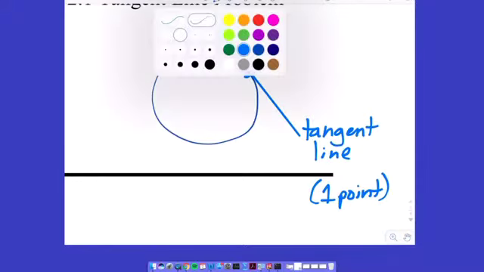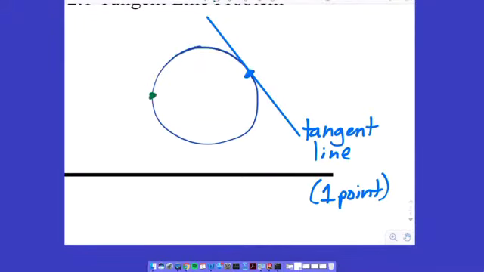The other line that we're going to use today, which is also an important thing, but not as earth-shattering, is this one. If you extend a chord on a circle, it intersects it twice. We call this a secant line.